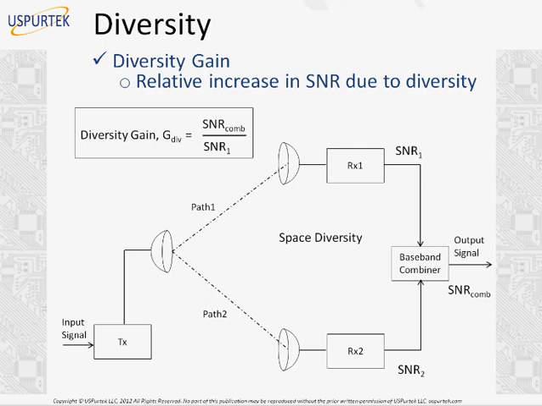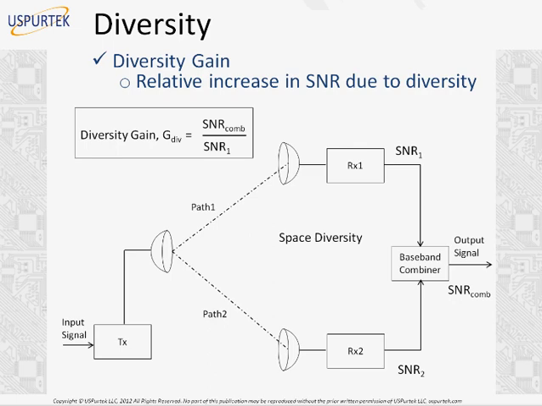Now another important term that we need to understand is diversity gain, which is nothing but a relative increase in SNR due to diversity. Now imagine in this picture you had only one receive antenna. This is a space diversity scheme. So here imagine you had only receiver 1 and you had signal to noise ratio 1, SNR 1, that you could achieve with one antenna.